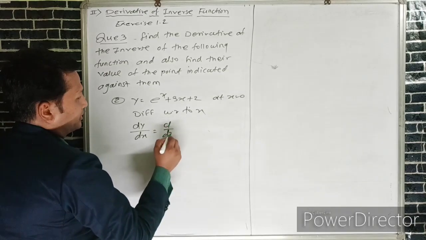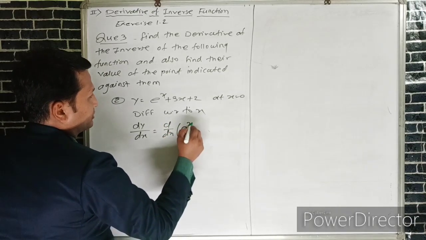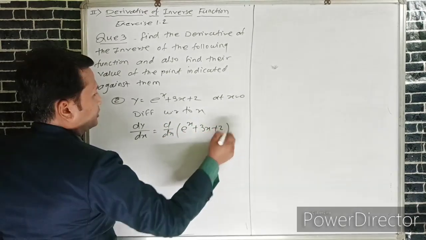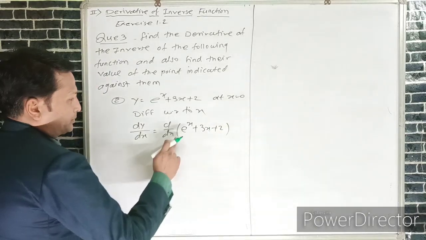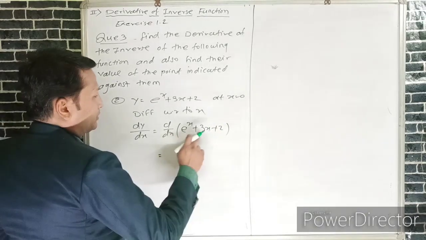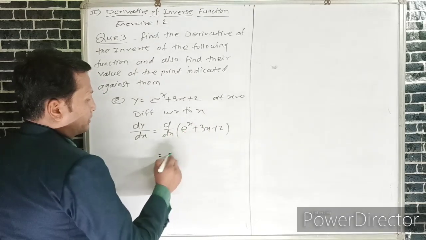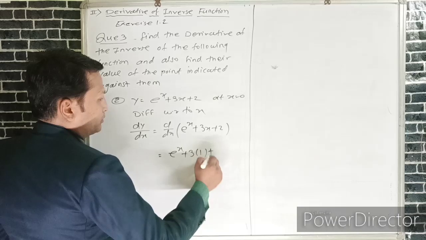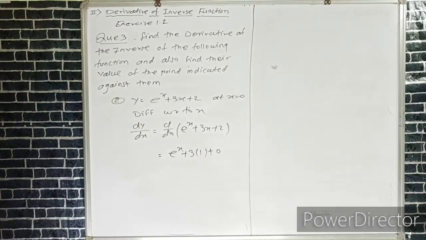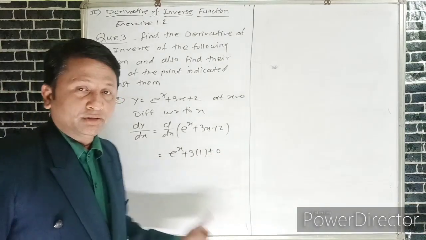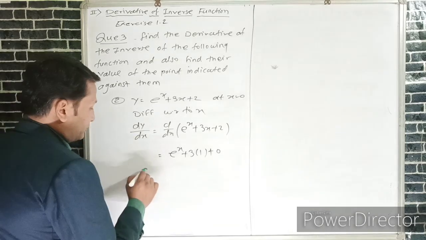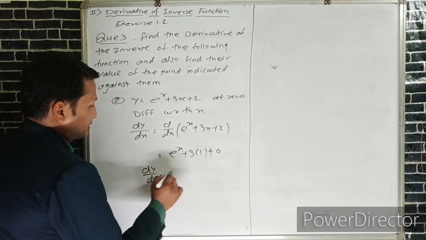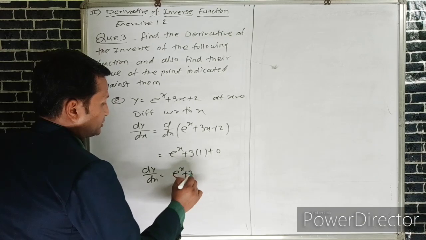We have to find the derivative of e^x + 3x + 2. We can take a separate derivative of every term. Here the derivative of e^x is e^x, plus 3 into the derivative of x, which is 1, plus 2, which is a constant function. The derivative of 2 is 0. After that we can write dy/dx = e^x + 3.